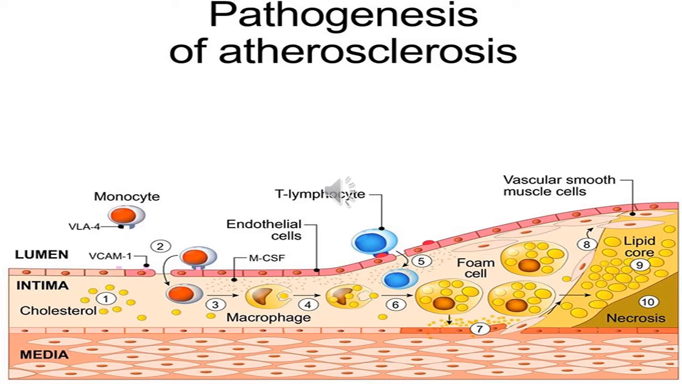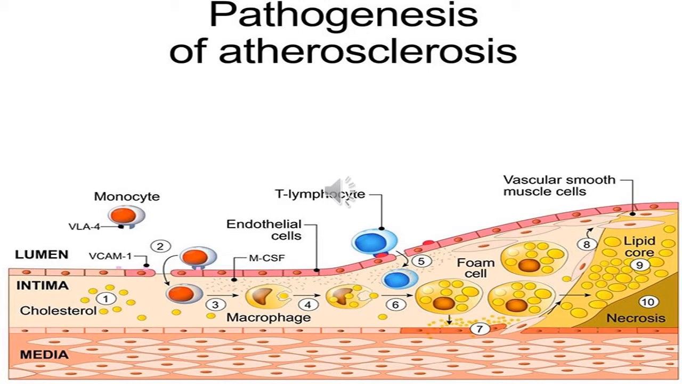The atherosclerosis process firstly starts with intimal injury, as we see here. This is the arterial lumen and this is the arterial wall, consisting of intima, media, and adventitia. The intima is lined by endothelial cells. Atherosclerosis starts by endothelial or intimal injury, and then both LDL, low density lipoprotein cholesterol, and monocytes, one of the inflammatory cells, enter and invade the intima.